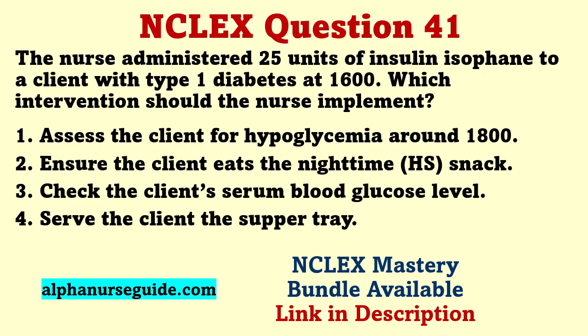A serum blood glucose level would have to be done with a venipuncture, and the blood sample must be taken to the laboratory. If the client needed the blood glucose checked, it should be done with a glucometer at the bedside. The supper tray would not help prevent a hypoglycemic reaction because the insulin isophane Humulin N is an intermediate-acting insulin that peaks in 6 to 8 hours.